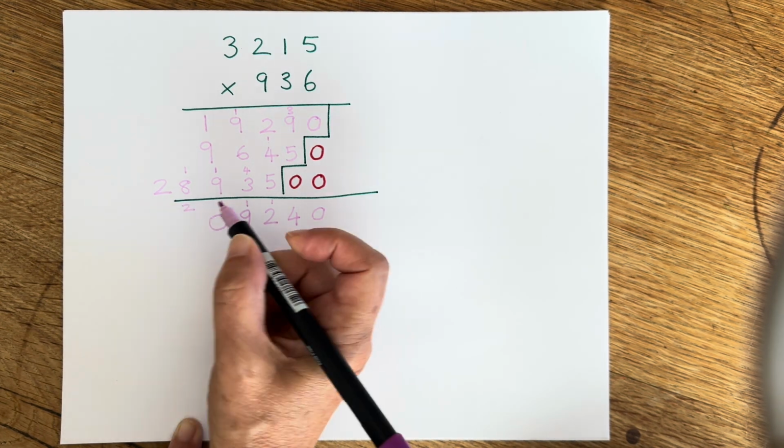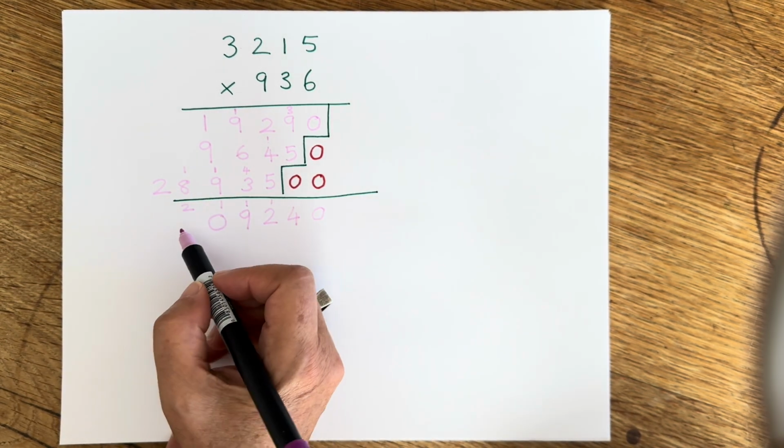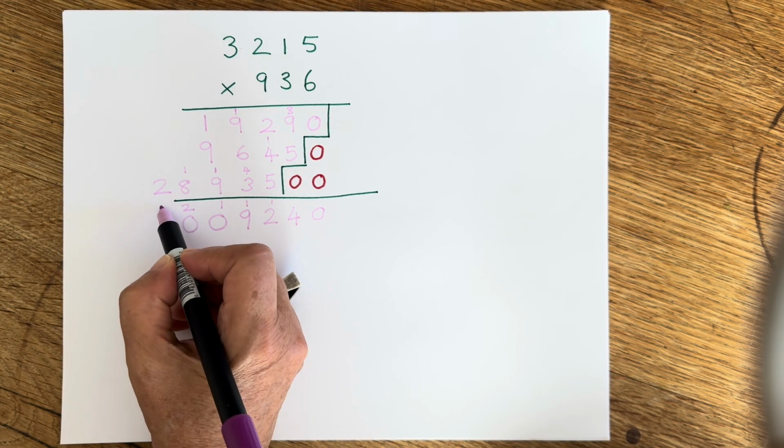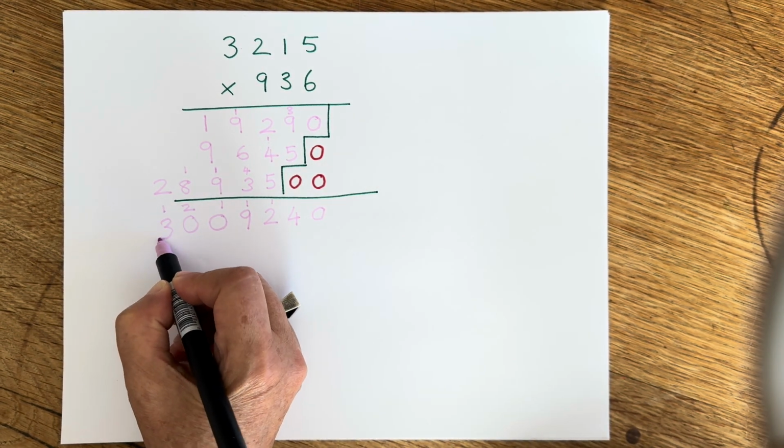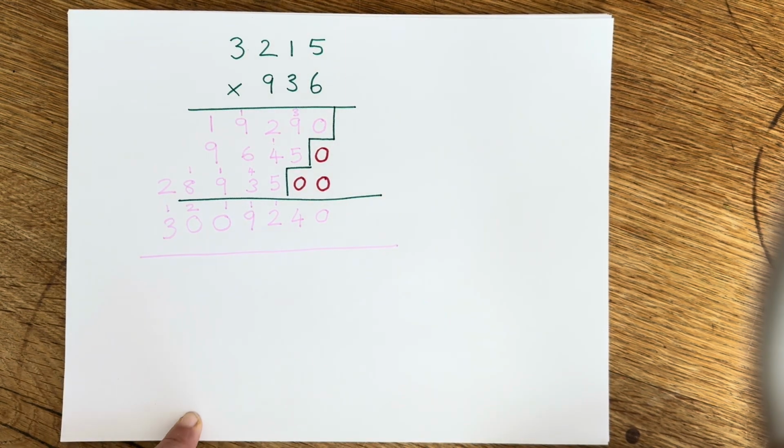Put my 2 there. 2 plus 8 is another 10. And then 2 plus 1 gives me 3. So that is my answer to the long multiplication problem. In the next video I'm going to put up, I'll show you how to cast out 9s from this.